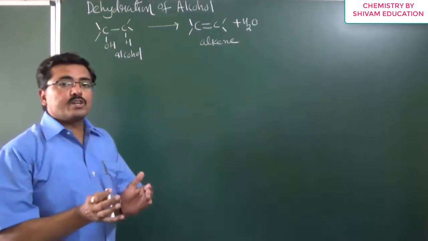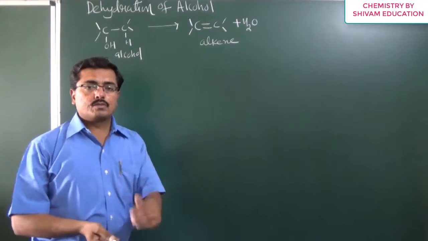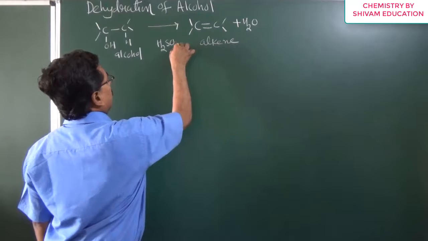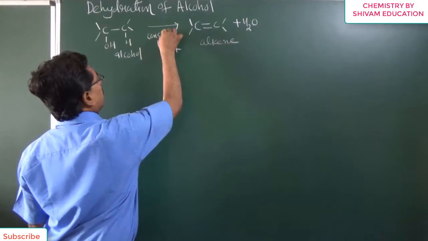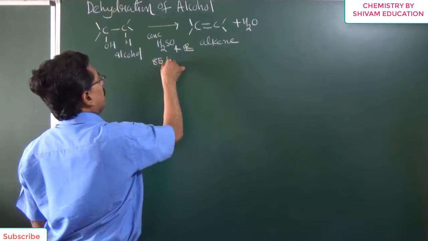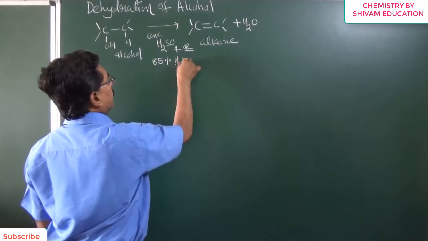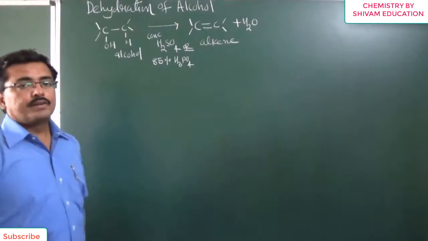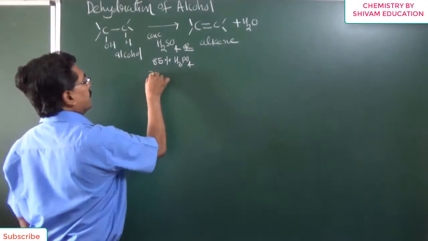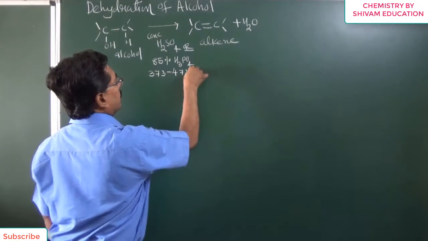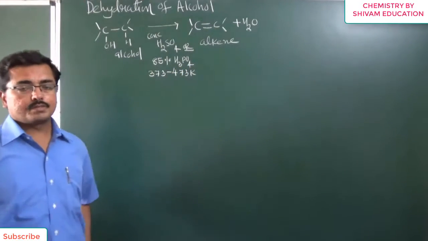Now this dehydration reaction is carried out by using concentrated sulfuric acid, or we can use phosphoric acid. Up to 85% phosphoric acid can be used as a catalyst, and the temperature required is in a range, it may be 373 to 473 Kelvin.